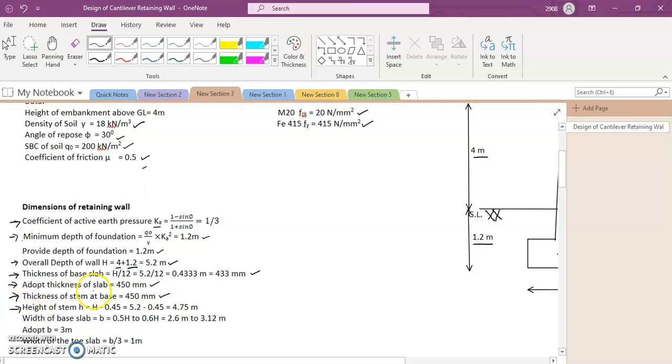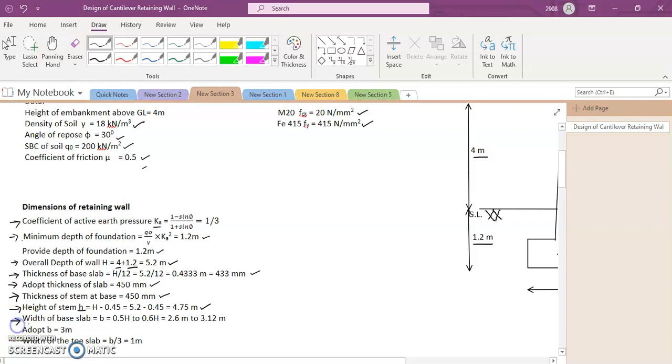To design the stem, we need only the height of the stem. Let us denote the height of the stem by small h, and it is the overall height of the retaining wall minus the depth of the base slab. The thickness of the base slab is 0.45 meters. So 5.2 minus 0.45 will give us 4.75 meters.